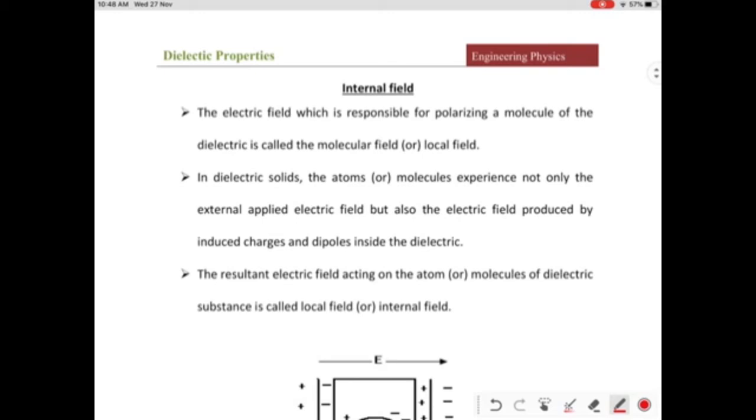Hi students, in this class we are going to learn about internal field. So first, what is an internal field? The electric field which is responsible for polarizing a molecule of a dielectric is called internal field, or it is also called molecular field, or local field.